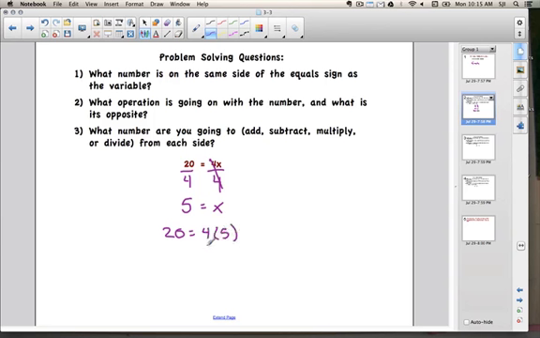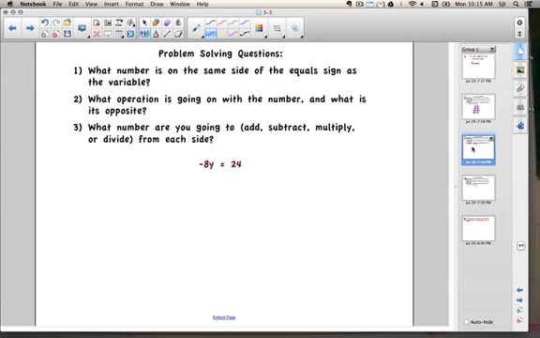Remember, parentheses is another way that you can write multiplication. Now I'm going to do the math. 4 times 5 is 20, and I'm going to bring all this down. And 20 is equal to 20. That's a true statement. So that means that our answer right here that we got for x is the correct solution to the problem. In this equation, 5 does really equal x. Let's try a couple more problems.